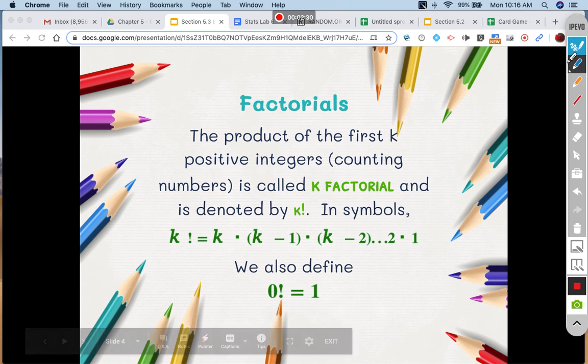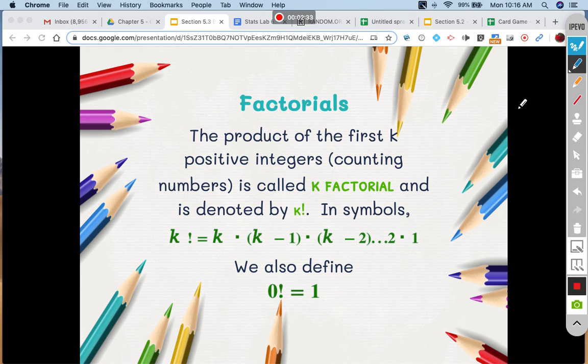So, if I wanted to do, say, 10 factorial, this would be 10 times 9 times 8 times 7, and we go all the way down to times 2 times 1. We're just multiplying all the integers between 1 and 10. Now, to make this work, we define 0 factorial as 1, because 0 times all the numbers between 0 and 1 just doesn't make sense. So we use that definition as we're going through this.